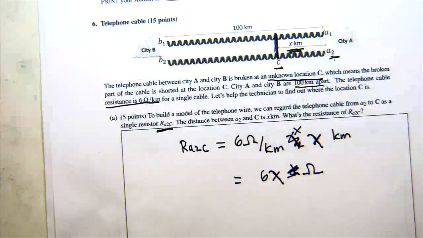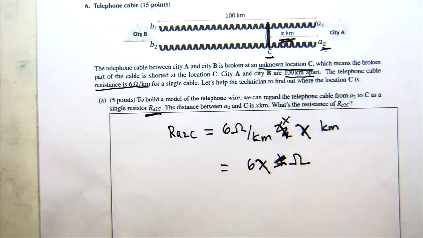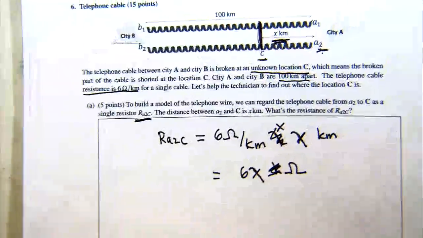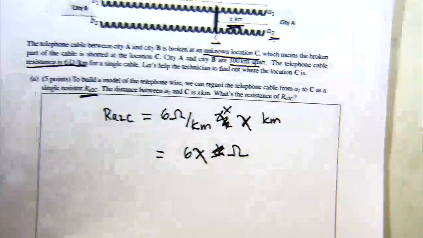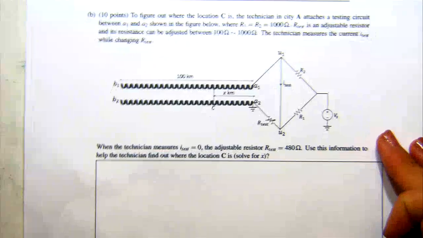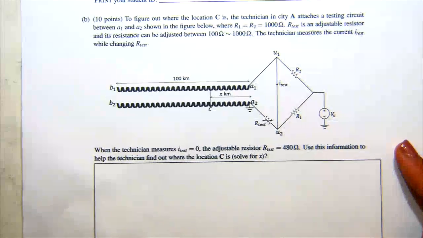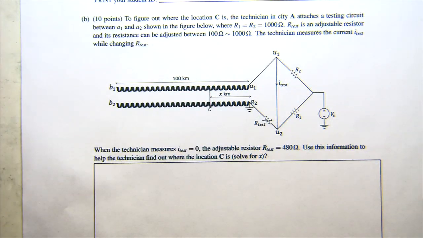Okay, sounds good. Now let's take a look at the second part of the question. In order to figure out exactly what the location of C is, we're going to attach this testing circuit between A1 and A2, and we know something about the resistors. So now I'll let everyone take a second to try to figure out how to calculate that.